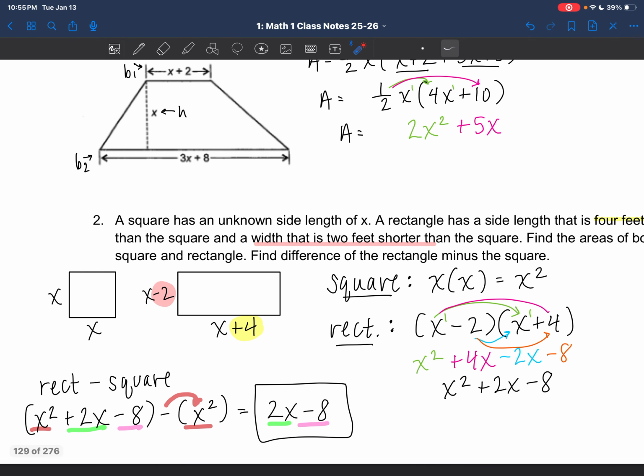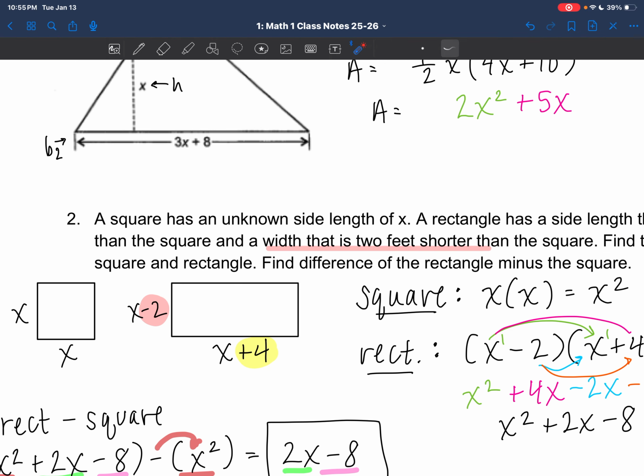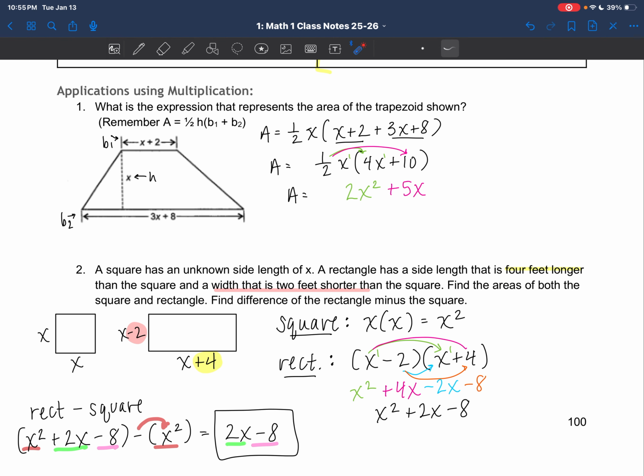All right, so for this one, I drew a picture for you. A square has an unknown side length of x. A rectangle has a side length that is 4 feet longer than the square, and a width that is 2 feet shorter than the square. Find the areas of both the square and the rectangle. Then find the difference of the rectangle minus the square.